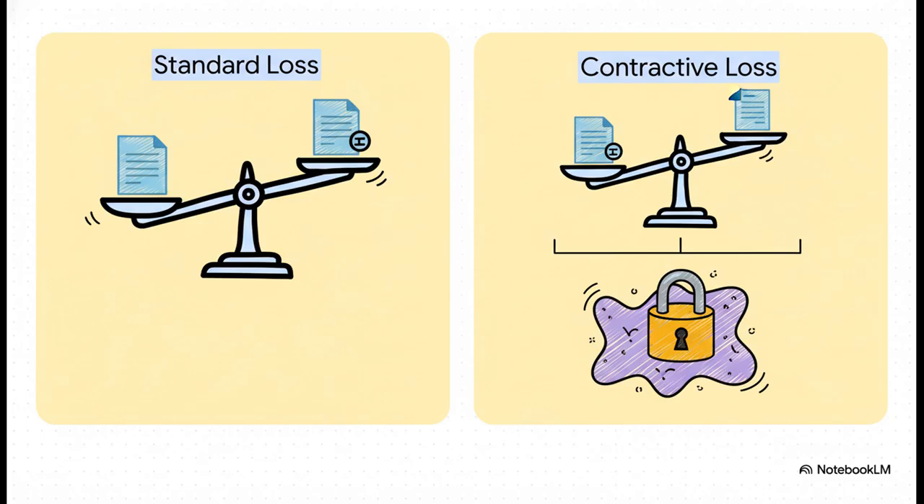Now I know, we're looking at some math, but don't panic. It's simpler than it looks. That L is the loss function. It's just the network's "how badly did I mess up" score. The top one is the standard one we've been talking about. It only cares about how good the reconstruction is. But look at the bottom one. It has that original part plus a whole new penalty term. This new term is the secret sauce that makes it robust.